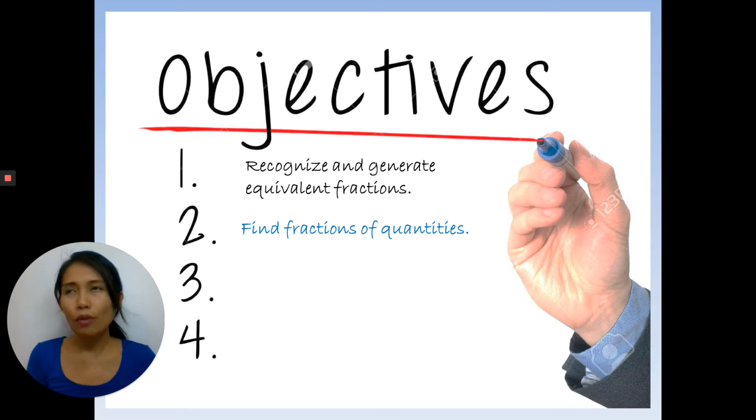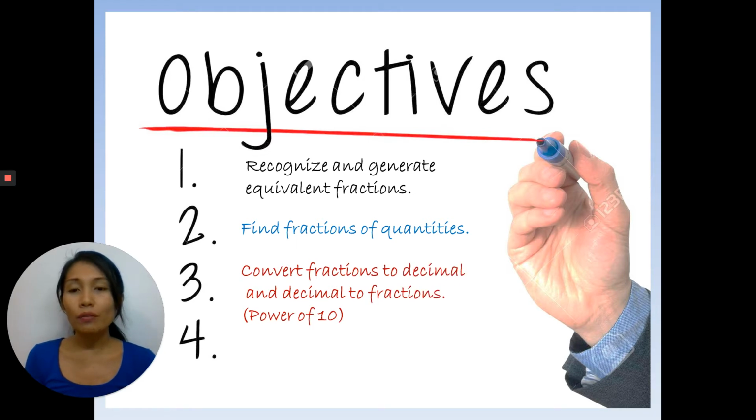Like for example, if you want to buy 1/4 of rice and a kilo of rice costs 50 baht, how much do you have to pay? Or how much is 1/4 of 50 baht? All right, so that's finding the fractions of quantities. How much is 1/8, or what is 1/8 of 50? What is 1/2 of 90? Like that.